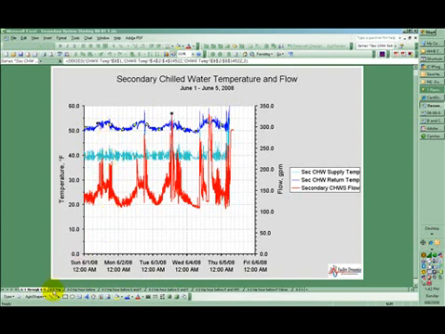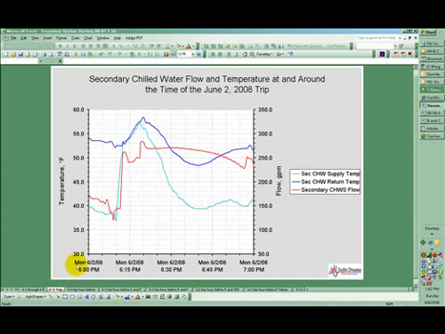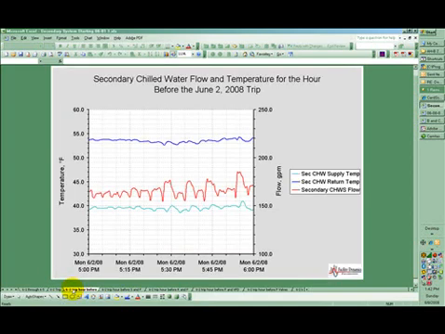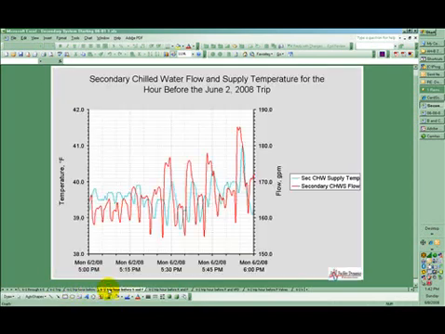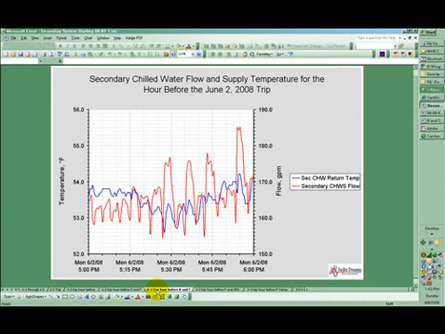And so if you zoom in on that and look at what was going on around the trip, what I noticed was there's a really strong correlation, or appears to be at least, between flow and temperature. And I thought I'd look at the hour before that and see if that held, and it did, actually. So I zoomed in on that a little bit more and basically laid the supply temperature on top of the flow, which is what you're looking at here, and then the return temperature on top of the flow.